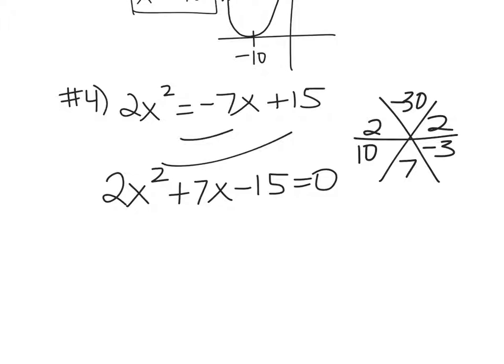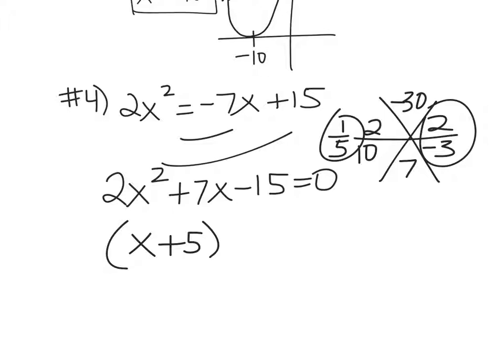10 and negative 3. Nice. So here we're going to reduce and get 1/5. And here we keep 2 and negative 3. Okay, so write your factors out. We have 2 of them. We have 1x plus 5, or just x plus 5, and 2x minus 3.